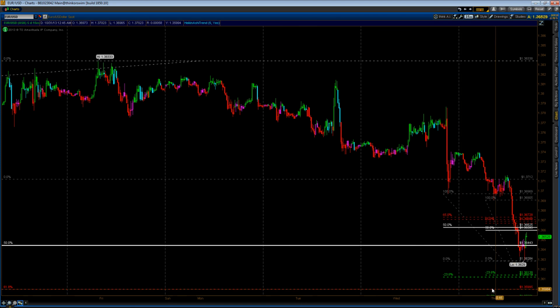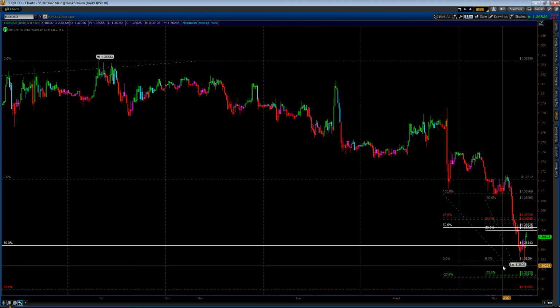And you can see how the bounce has started to occur from this 136.40 area.